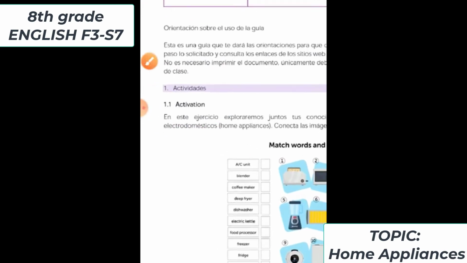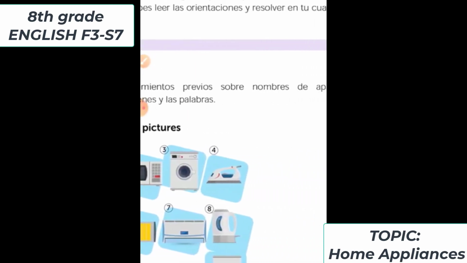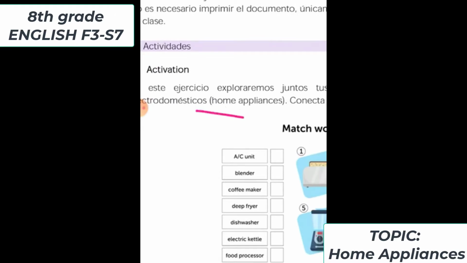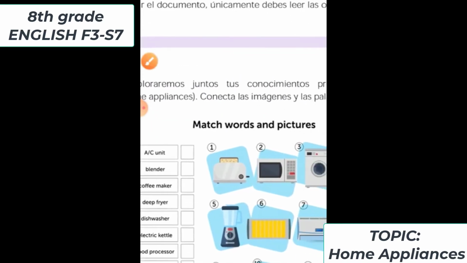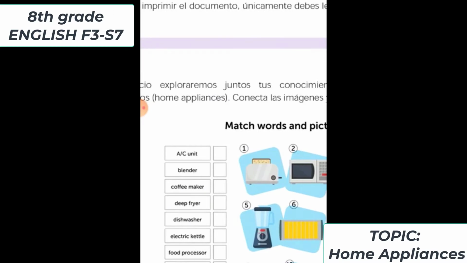Activation. En este ejercicio exploraremos juntos tus conocimientos previos sobre nombres de aparatos electrodomésticos o home appliances. Yes, aparatos electrodomésticos, home appliances. Conecta las imágenes y las palabras, ¿ok? Conecta las imágenes y las palabras.